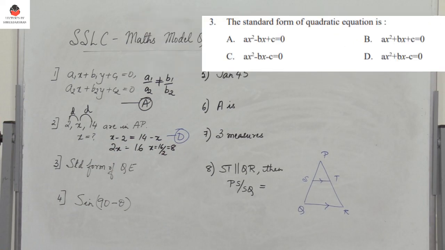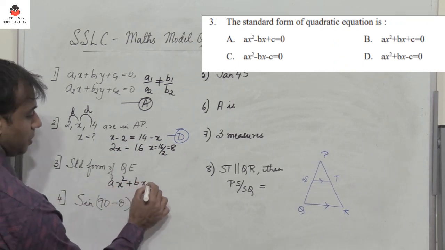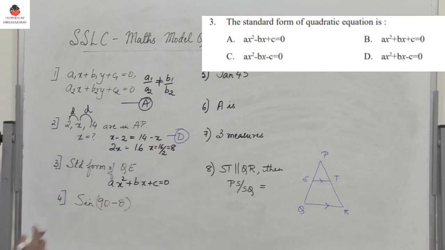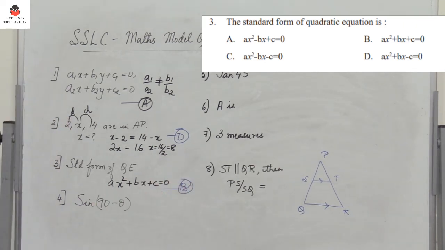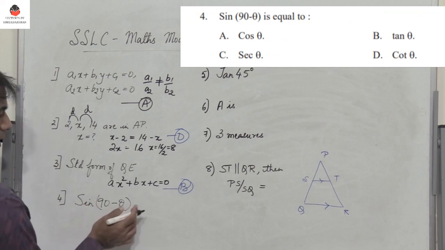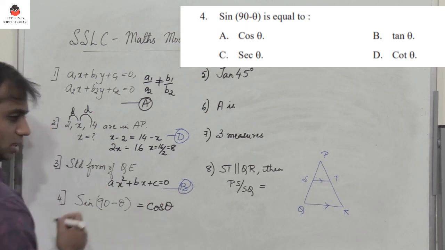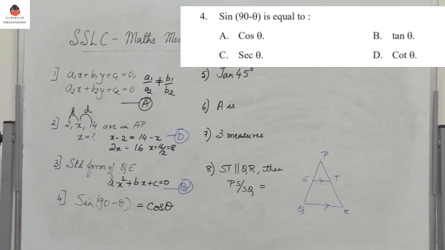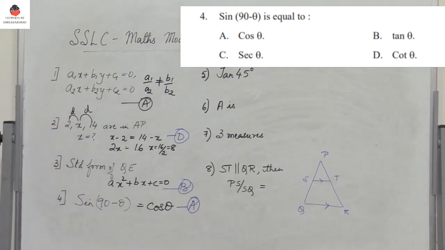The standard form of a quadratic equation, again very simple, is ax square plus bx plus c equal to 0. Observing all 4 options, you find that this corresponds to option B. Alright, next, the fourth one, sine of 90 minus theta, complementary angles. We know that sine of the complementary angle is cos theta. Now if you observe all the 4 options, the right answer is option A.